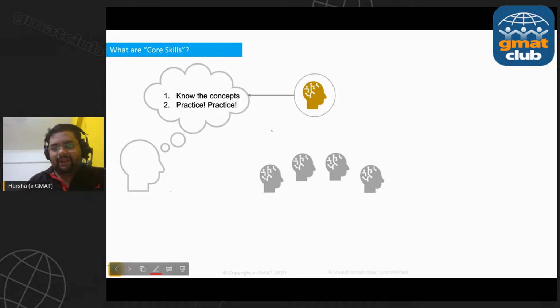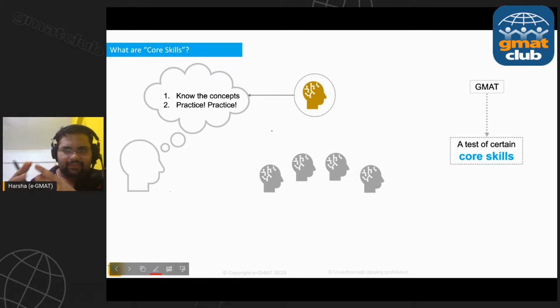In fact, when we look at a lot of retakers who come to us, this is precisely the problem we see. Like they've already exhausted all the practice material that's out there in the universe, but the score is not there. And when you think about why is that so, the core thing to realize is that the GMAT is not a kind of test of rote learning. The GMAT is actually a test of certain fundamental skills. We like to call these core skills.